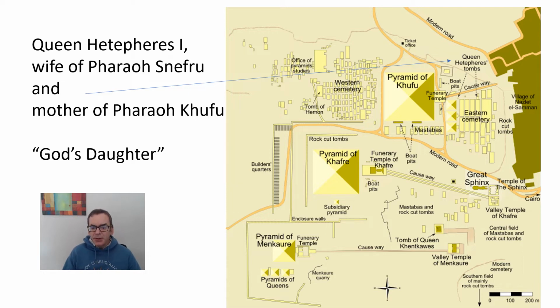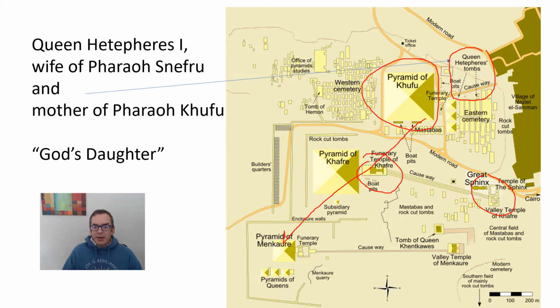Now, I've shown you this slide before. Let me get my little writer here. So this is the Great Pyramid, and then these are the three pyramids we looked at really briefly with their temples and their valley temples and so on. What I want to concentrate on is Queen Hetepheres' tomb.